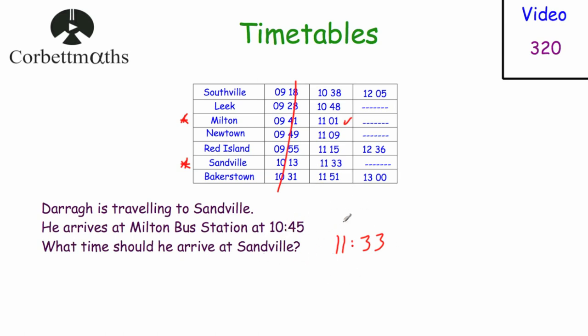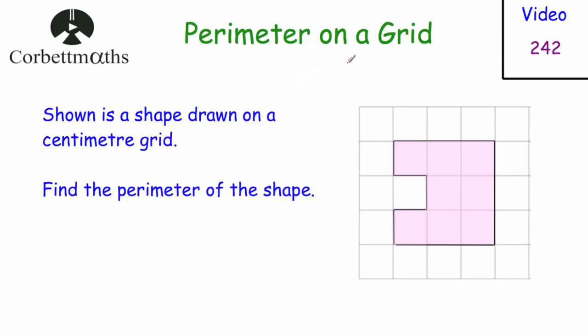What time should he arrive at Sandville? 11:33. Our next topic is perimeter on the grid. And here we've got a centimetre grid, and we've been asked to find the perimeter of this shape.